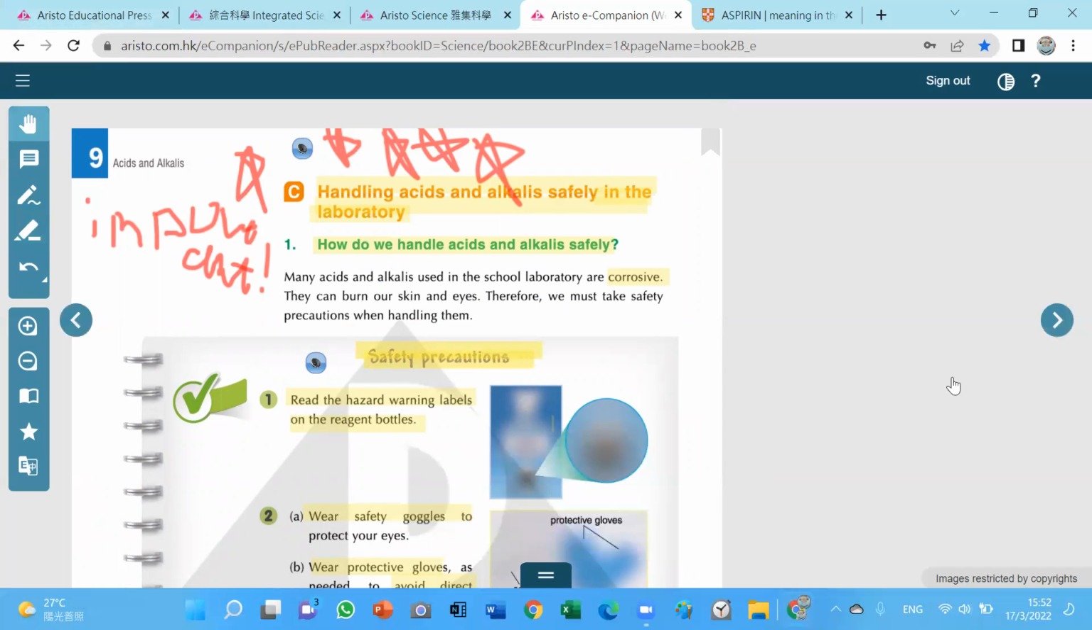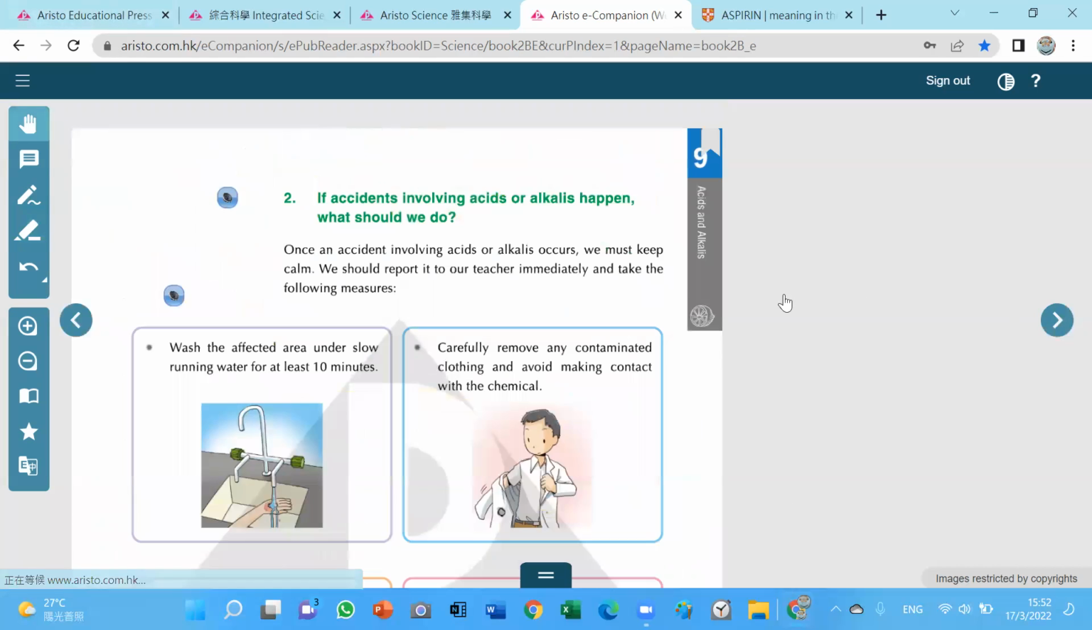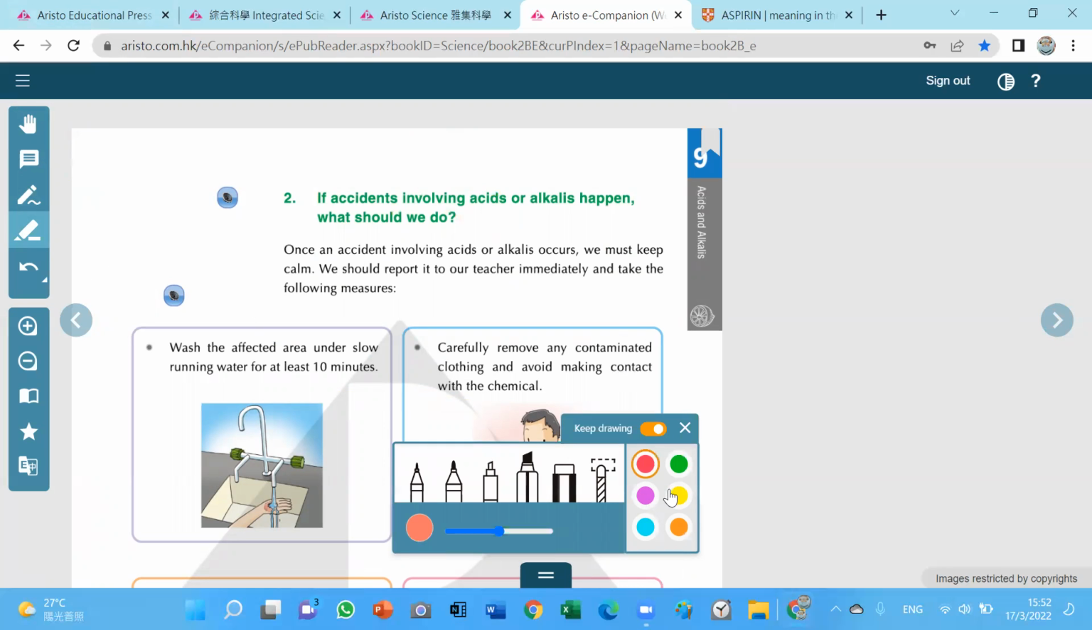Okay. So number 2, if accidents involving acids or alkalis happen, what should we do? You have to know and memorize this part too. So we must keep calm. We should report it to the teacher immediately and take the following measures. Number 1, wash the affected area under slow running water for at least 10 minutes. Carefully remove any contaminated clothing and avoid making contact with the chemical.